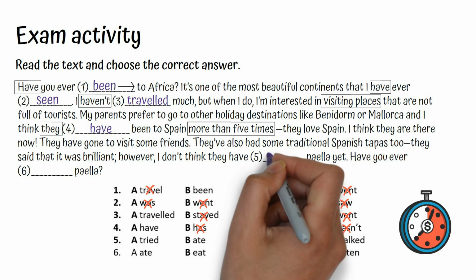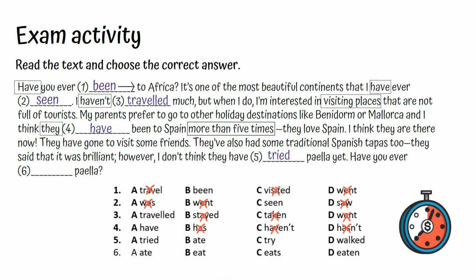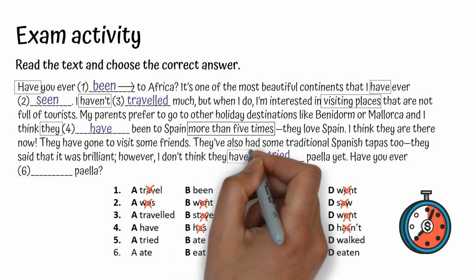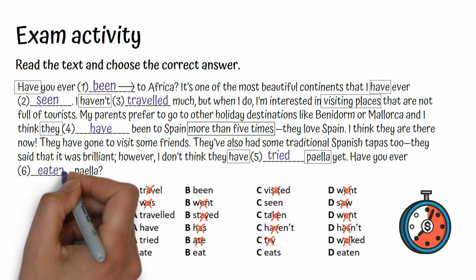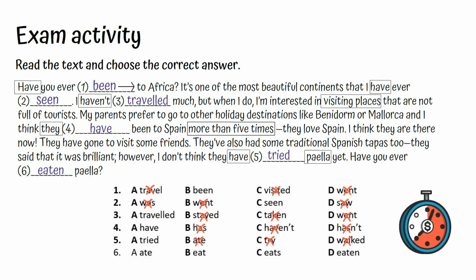Number 5. Tried is correct because we use the past participle tried with the auxiliary verb have to form the present perfect. Paella is a type of food, so you can try paella. Number 6. Eaten is correct because we use the past participle eaten with the auxiliary verb have to form the present perfect. Ate is not correct because we do not use the past simple to form the present perfect. Eat and eats are not correct because we do not use the present simple to form the present perfect.